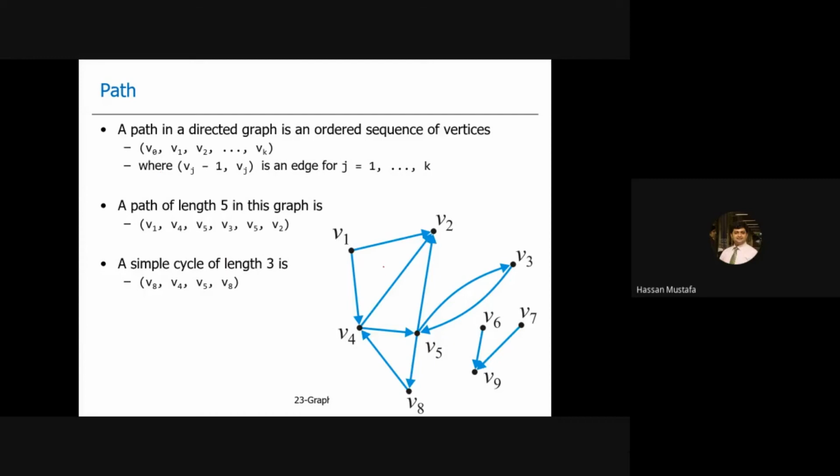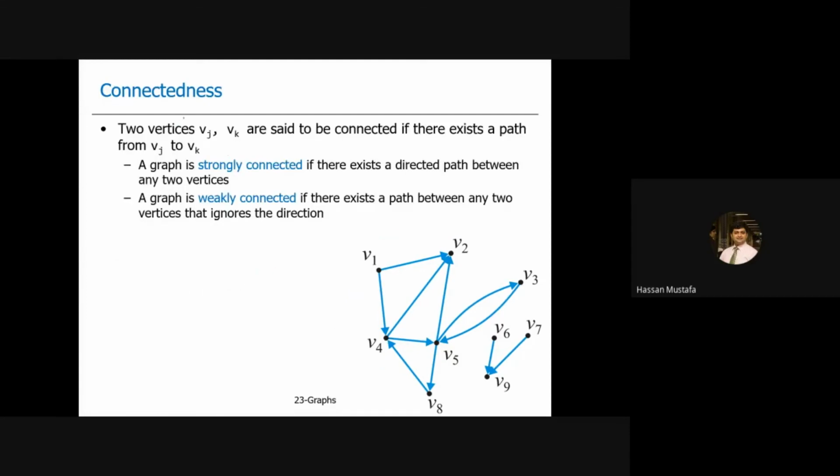And of course, the path length is the same definition that we discussed in the undirected graph. And then the simple cycle, of course, is the same definition, we would only add the direction as well, and we would come up with the definition of a simple path or simple cycle with the direction.